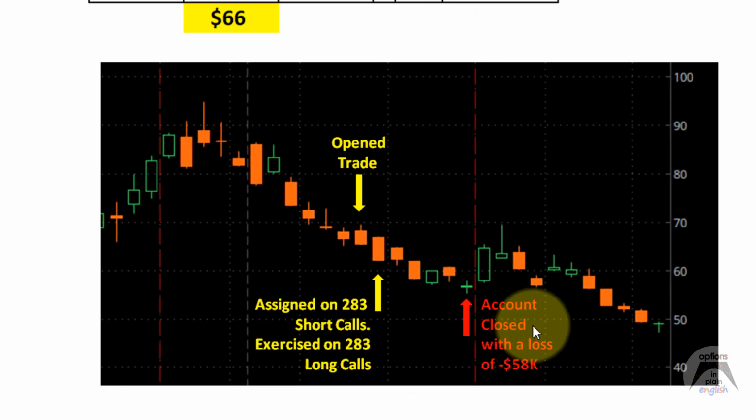Okay, don't pay attention to the loss. Now just think about this. We mentioned this. We opened the trade, 283 are taken from us. So now we have a directionally bullish position, and the stock keeps falling down. So at this point, his account, because now those put spreads go up in value.